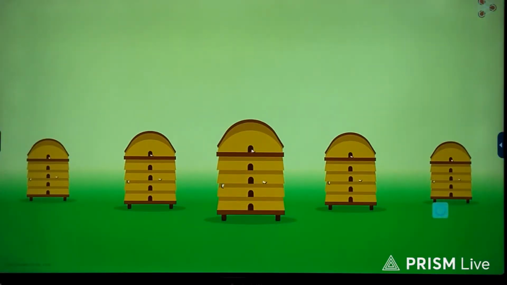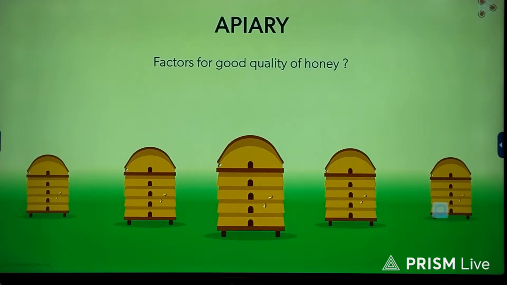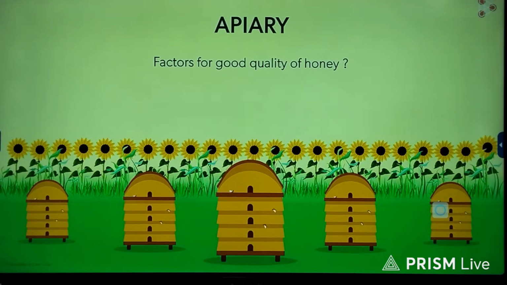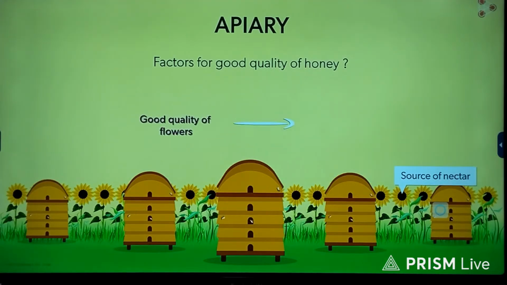Do you know a bee farm has a special name? Yes, it's called an apiary. The name comes from the genus name of the bees, Apis, as you must have just observed in their scientific names. What factors do you think bee farms depend on for the quality of their honey? Firstly, quality depends on the flowers that are available to the bees. Flowers are the source of nectar. Better the quality of flowers, better the quality of honey.